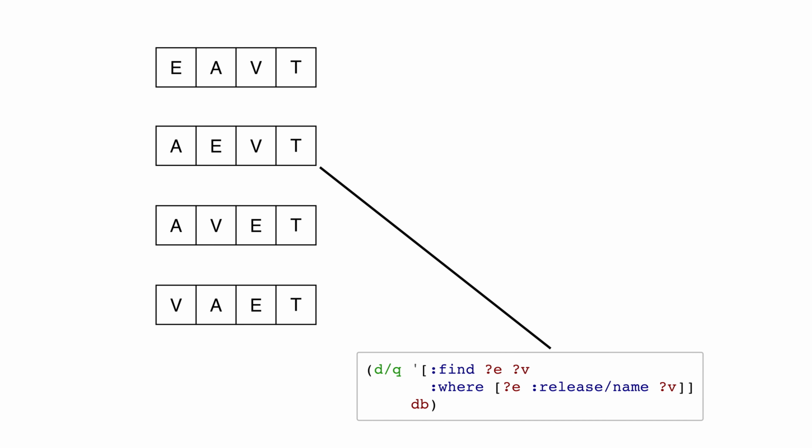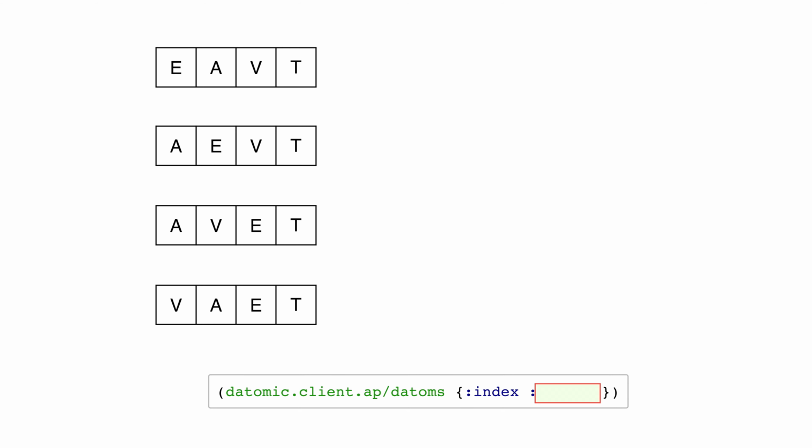Datomic uses multiple indexes to efficiently access datums in different sort orders. The indexes are automatically managed by Datomic, and Datomic utilizes the appropriate indexes in the query engine and pull API. You can also directly access the indexes via the Datoms API if you need to.